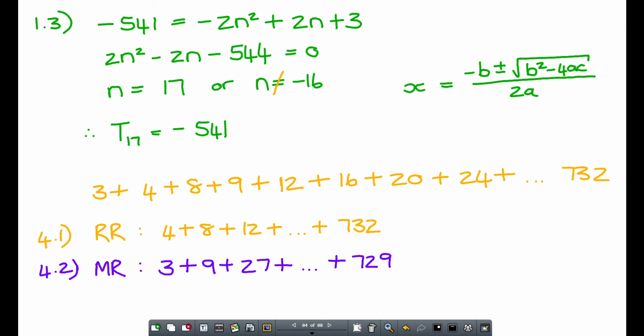Okay. So you first had to, at 4.1, go and identify the arithmetic sequence. Jy moet sien rekenkundige ry gaan uitwerk. So we look at the numbers and remember that we have to have a constant difference every time. So dan sou ek sê my rekenkundige ry gaan wees 4, 8, 12, 16, 20 ensovoorts tot en met 732.